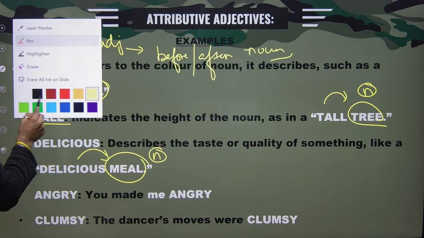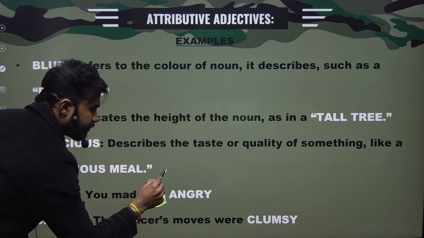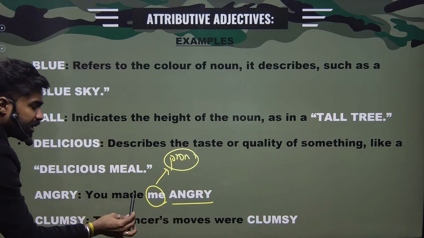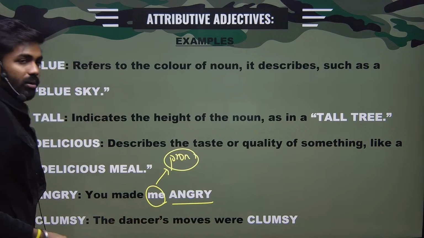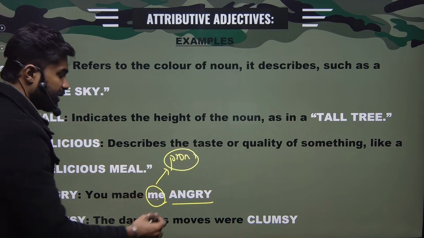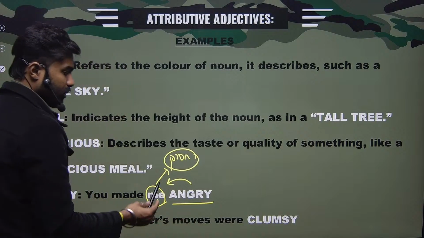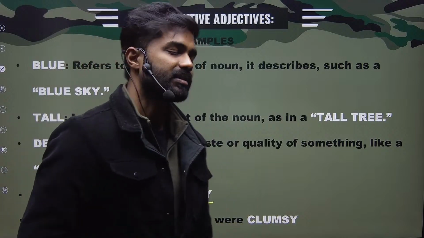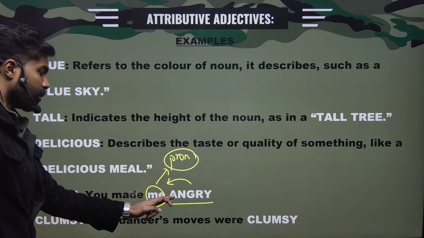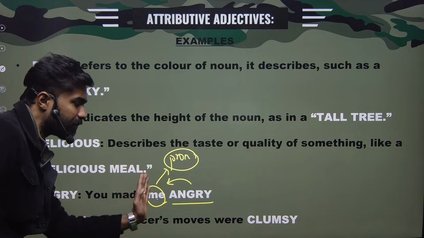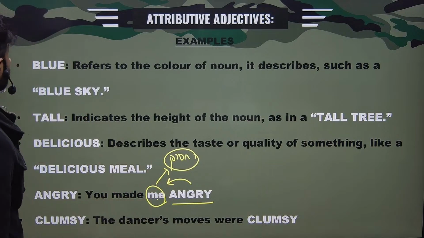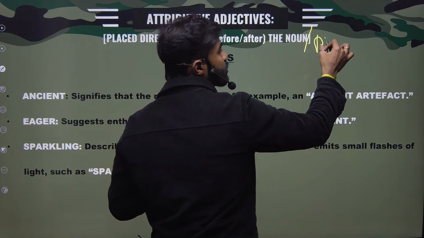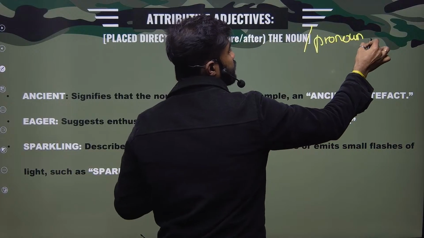See, me, it's a pronoun, right? See here, you made me angry. Angry. How is this person? He is angry. So this is an adjective. It is also talking about the state of being, not the quality. How is he? He is angry. And one more thing, it is attributive. Why? It is placed after my pronoun. And one more thing you have to be very clear and focused on here is that it modifies not only nouns, but also pronouns. Clear?